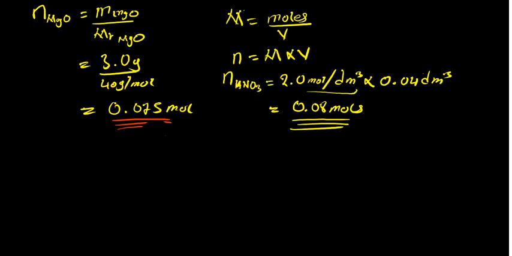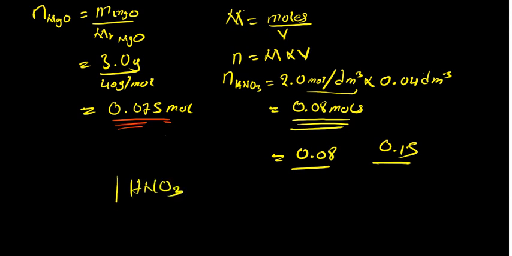We found that the number of moles that we have for nitric acid is 0.08. But the magnesium oxide needed to react with 0.15. So it basically means these moles were less than that, and that concludes our limiting reagent is nitric acid.